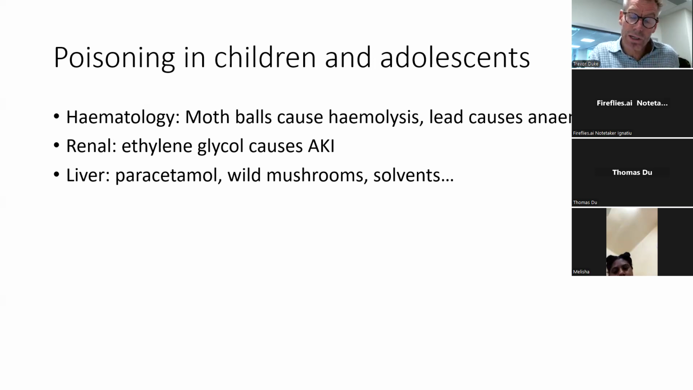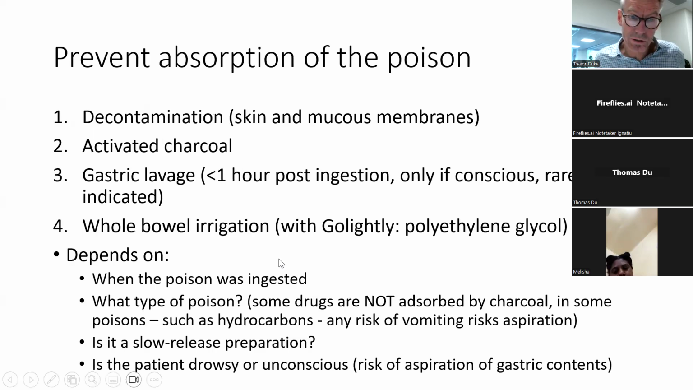Solvents can cause liver failure. So again, knowing the specific poison becomes very important. The first stages of emergency management are to prevent absorption of the poison. For example, if a child spilt poison over their skin or in their eyes or the mucous membranes of their mouth or anywhere else, then to clean it off is very important.